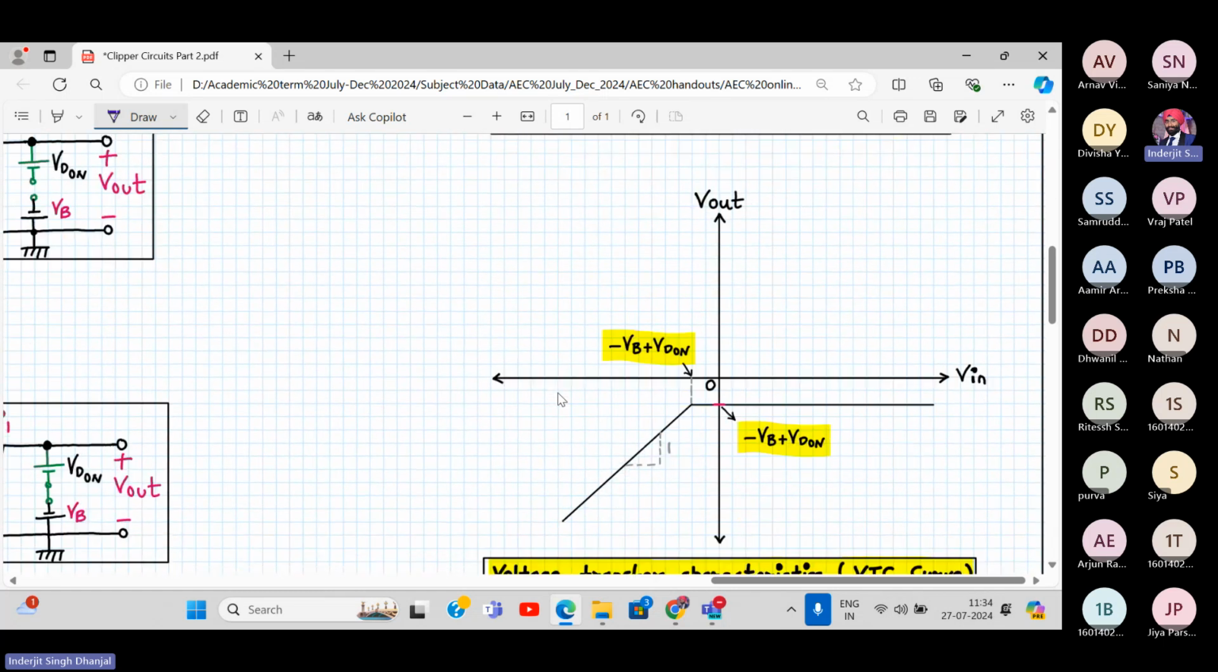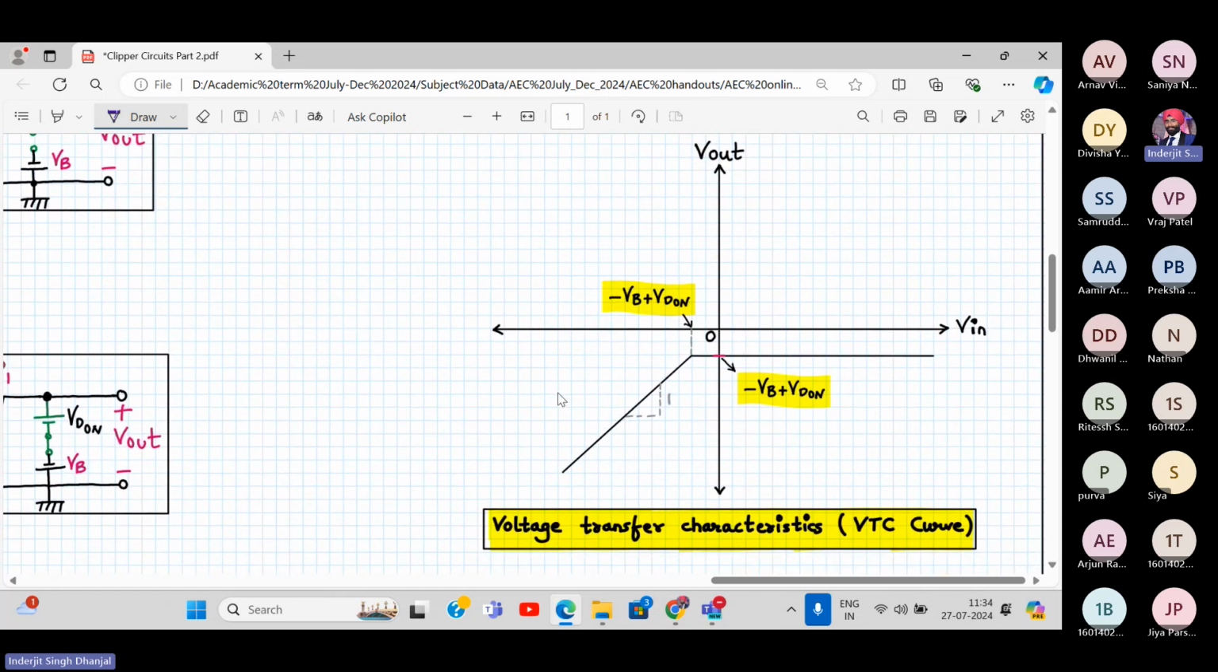Similarly in the VTC curve, it settles down over here. It doesn't go above. In the earlier case, it was going up like this, right? But now the clipping level has gone down, so the clipping level is on the negative side. Here the voltage, for example, is minus 1.3 volt, and here also it's minus 1.3 volt.